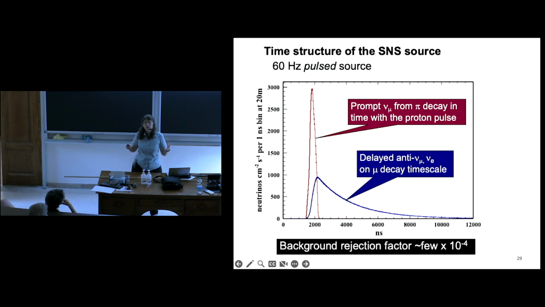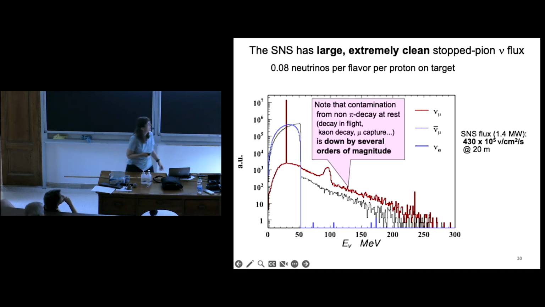What that means is not only can you look only where the neutrinos are coming, you can also characterize your background by looking off beam pulse. And so all you care about is the square root of the background in the pulse. And it's very clean. And this is from a detailed Geant simulation of the beam.